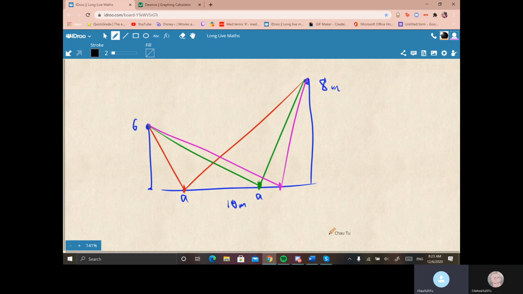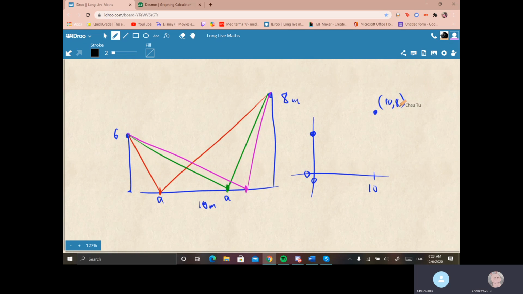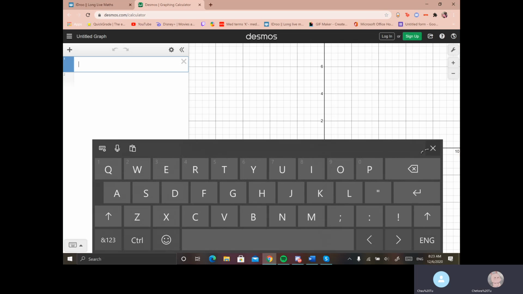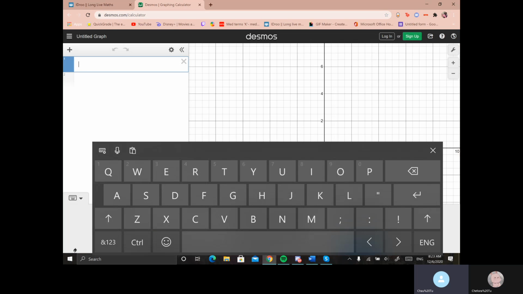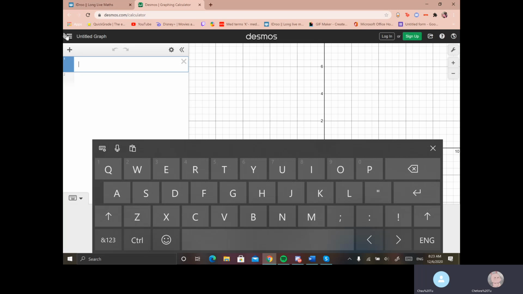Wait there, Chelsea. Let's imagine this is Desmos here. So this is your origin, 0, 0. You can set it up so that this is 6, and then this is 10 across, and then 8 up. So the coordinates here would be 10, 8. Right, Chelsea? Okay, set it up so that you can slide A back and forth. How would you do it?